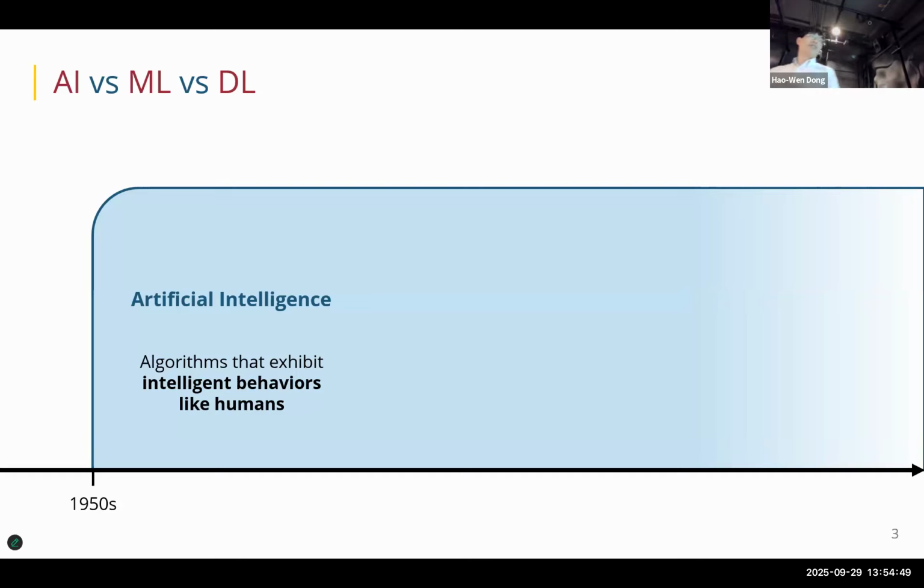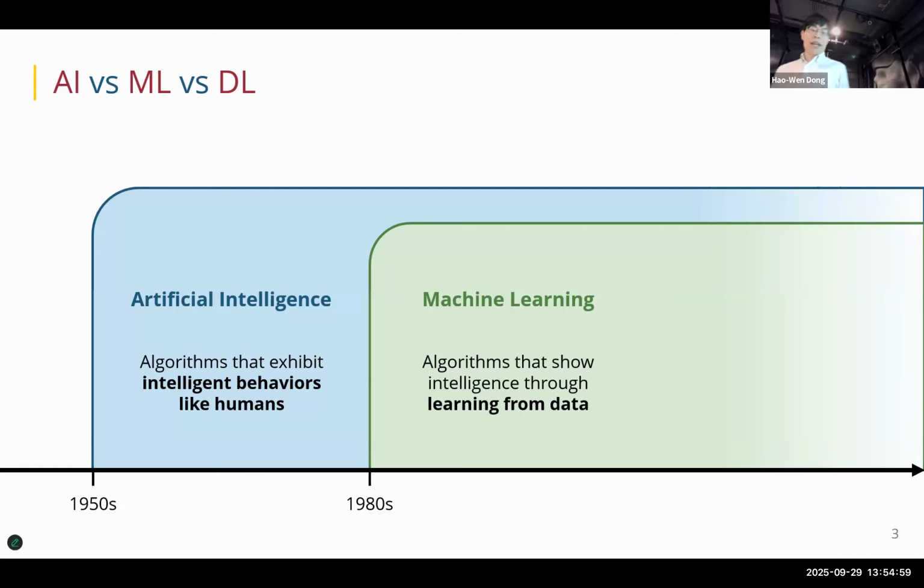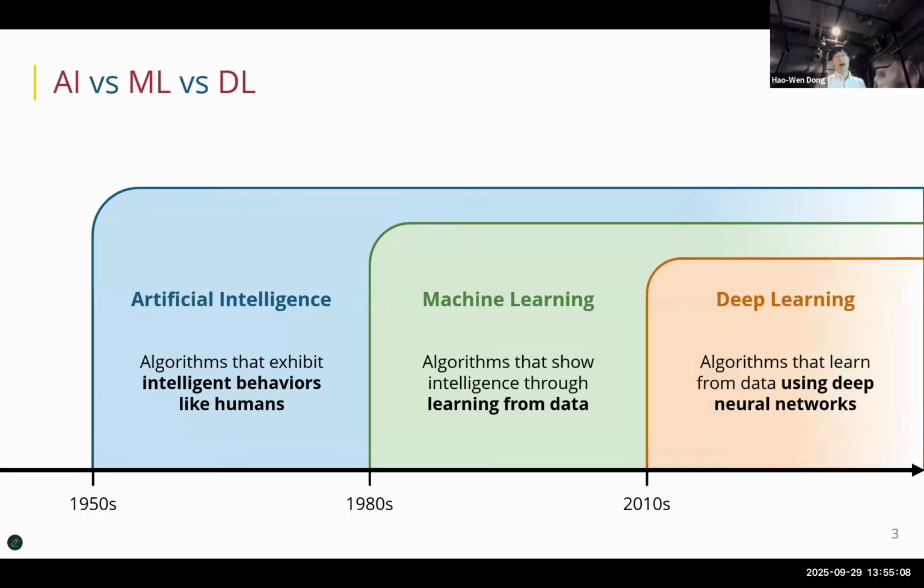AI is everything that exhibits intelligent behaviors, could be like humans or not like humans, but it has to be somehow intelligent. For machine learning, it's everything that learns from data. So this is much broader than the strict definition of deep learning nowadays: algorithms that learn from data using deep neural networks. So deep learning is by definition a subset of machine learning.